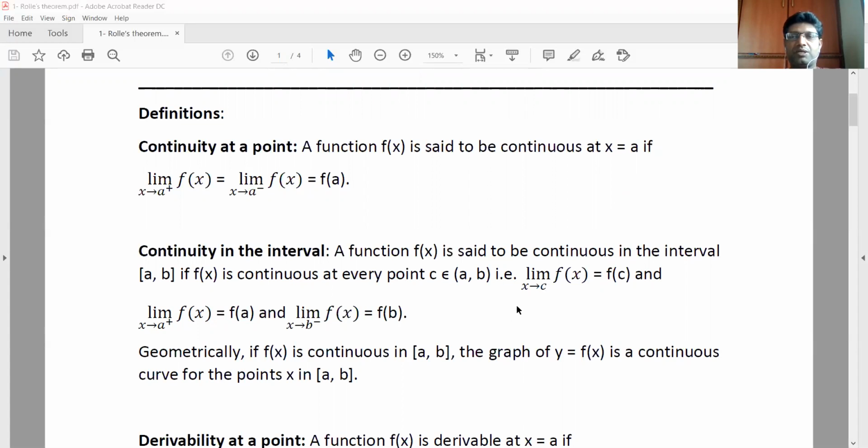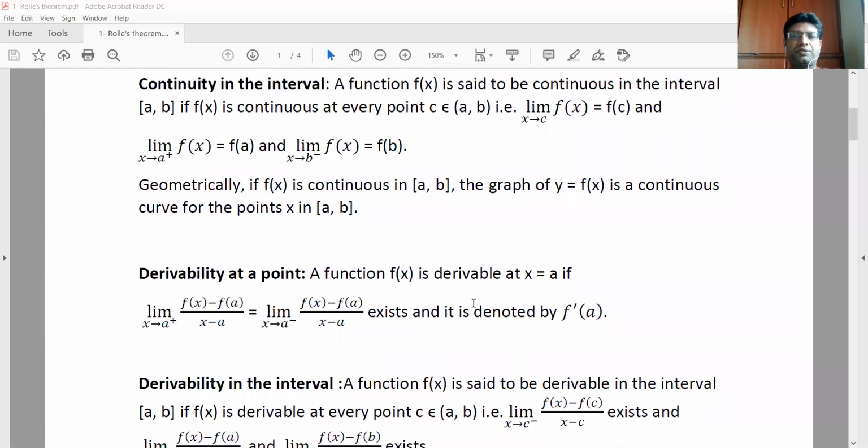A function is said to be continuous in the closed interval [a, b] if it is continuous at each and every point c belonging to the open interval (a, b). That is, the limit as x tends to c of f(x) must equal f(c), the limit as x tends to a plus of f(x) equals f(a), and the limit as x tends to b minus of f(x) equals f(b). Geometrically, if f(x) is continuous in the closed interval [a, b], then the graph of the function y equals f(x) is a continuous curve for all points x in [a, b]. That means there are no breaking points.